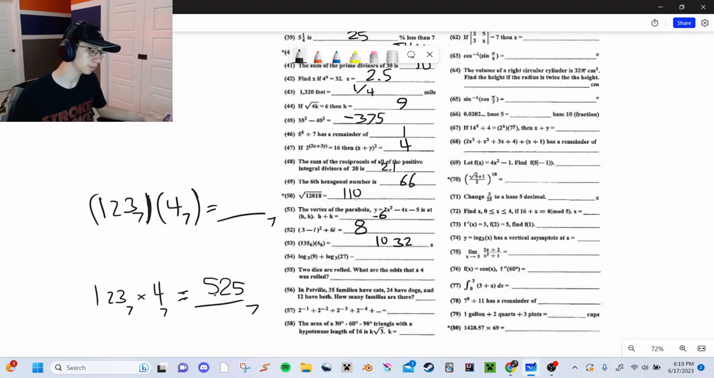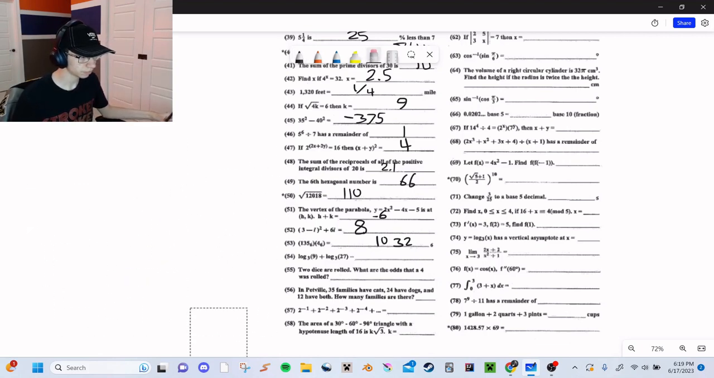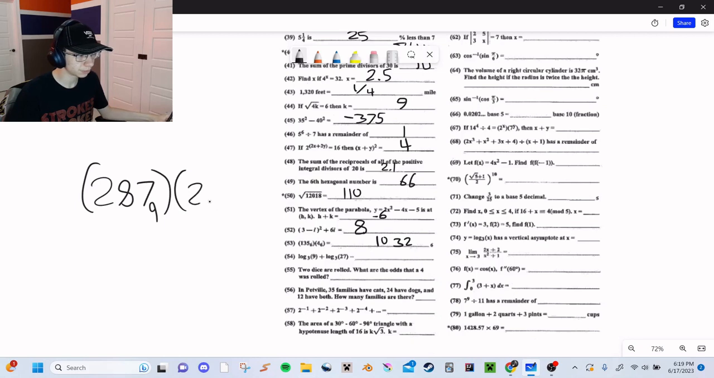Let's do one more example. Let's try 287 base 9 times 2. I want this answer in base 9.